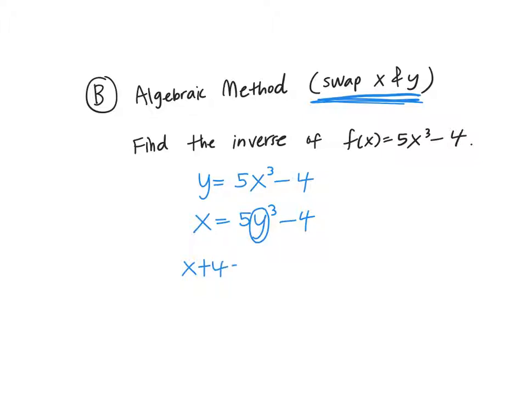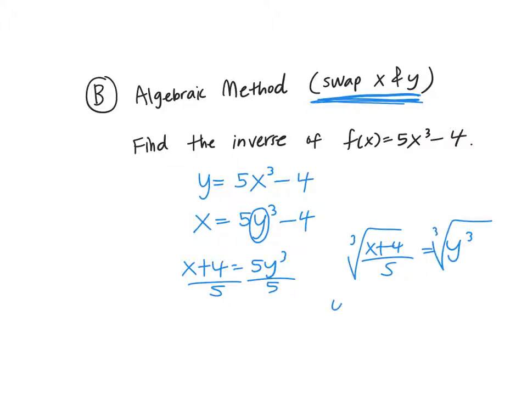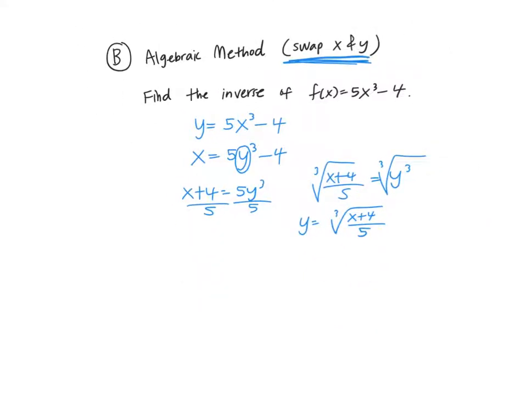So I add 4 to the other side, divide by 5, and to get the y by itself, we take the cube root of each side. So we get y equals the cube root of x plus 4 over 5, but we rewrite that using inverse notation. So since I had f of x, my final answer is going to be f inverse of x equals the cube root of x plus 4 over 5.